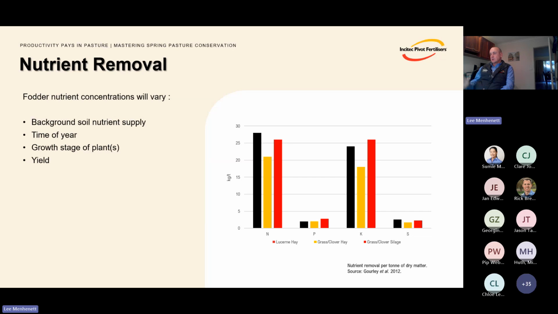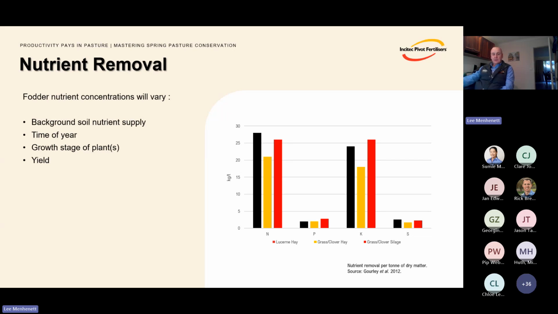And concentrations can vary based on background nutrient supply from the soil, the time of year that the plants are growing, so it's very seasonal, and also the growth stage. You'll have different nutrient concentrations within plants at different growth stages as you go through. And then the other thing that will vary those nutrient concentrations will be yield. So you tend to get a dilution of nutrients when you get a higher yield.